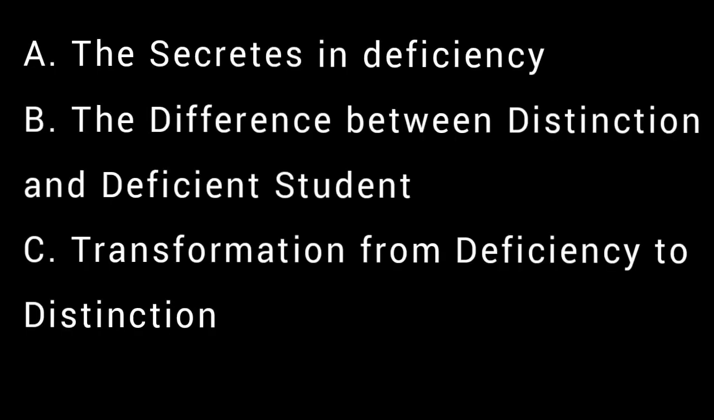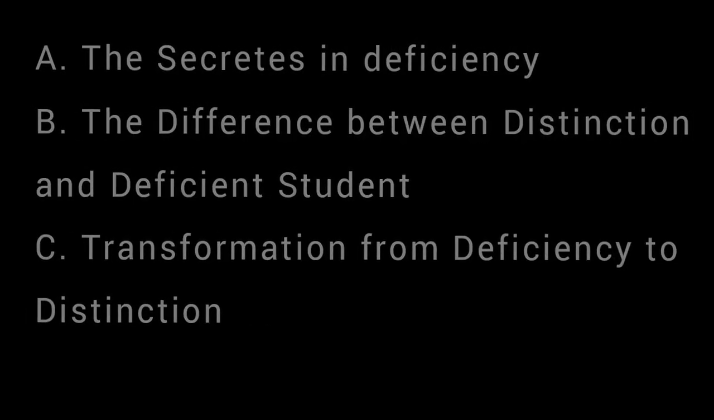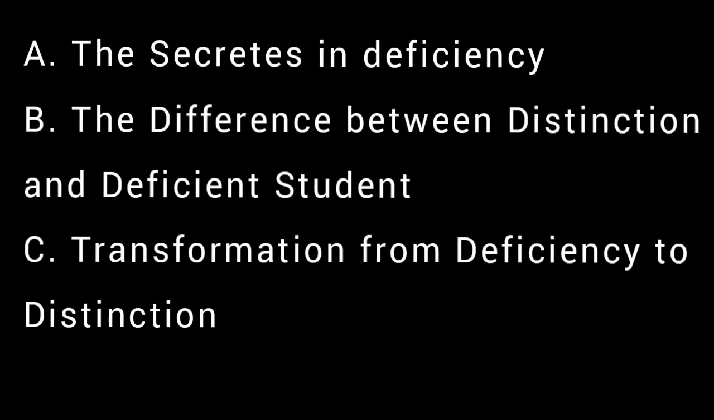In today's video, we have three sections to consider. In section A, we'll look at the secrets in deficiency, and in section B, we'll look at the difference between distinction and deficient students. Lastly, in section C, we'll look at transformation from deficiency to distinction. By the end of this video, you will know how someone can clear the deficiency in education. So now let's begin with section A, the secrets in deficiency.